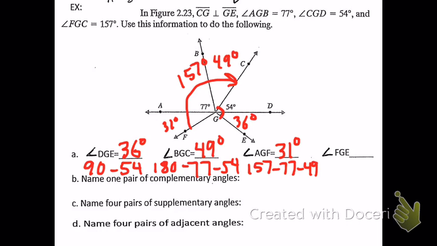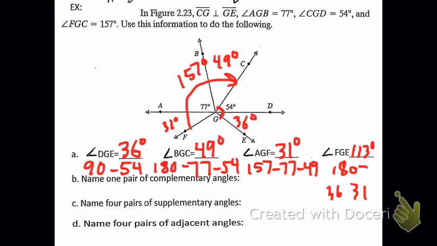What's that? Yeah, 113. How'd you get that? Well, we already know that AGF is 31 and EGF is 36, and then the rest, I subtract them from 180. Yeah, we subtract those from 180, so we've got 180 minus 36 minus 31. All right. Very good.